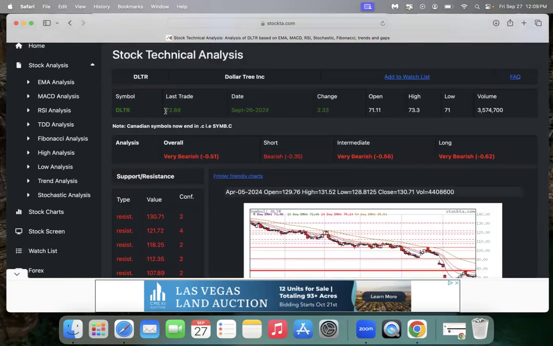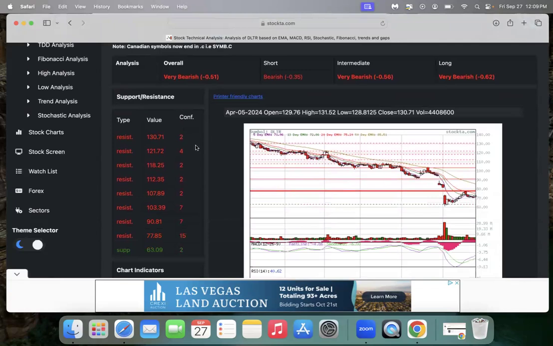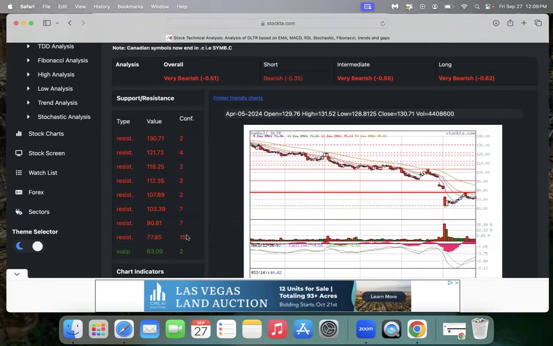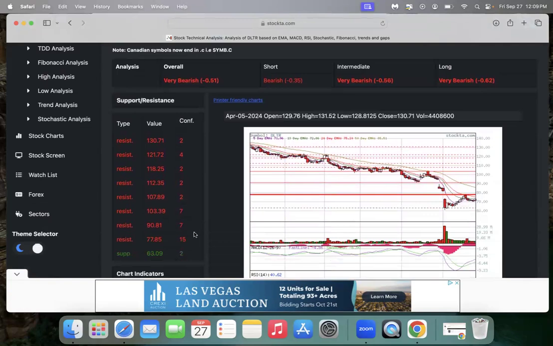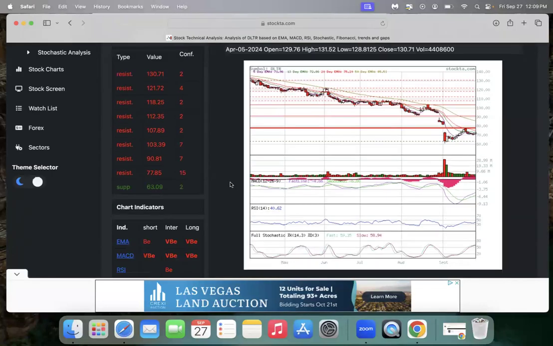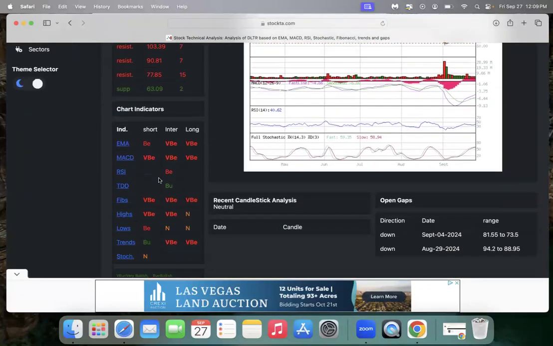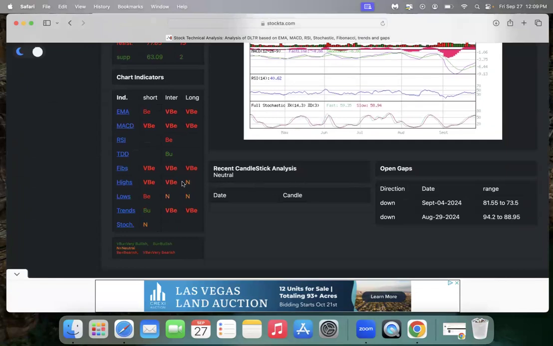So if you look at this chart, closed at 72.88, has no support until 63, has resistance of 77.85, confluence of 15. So that's I'd say medium to high score. So it has some significant overhead resistance when you add up the 15, the 7, and the 7, and not much support. And all the indicators are, for the most part, very bearish.